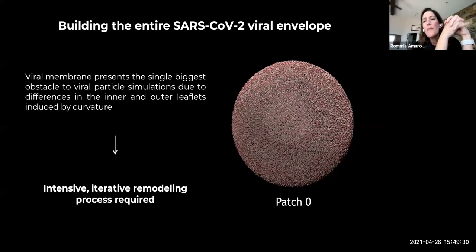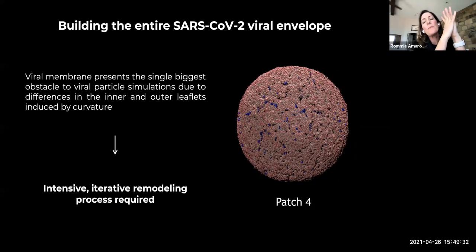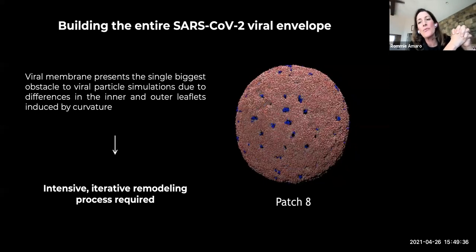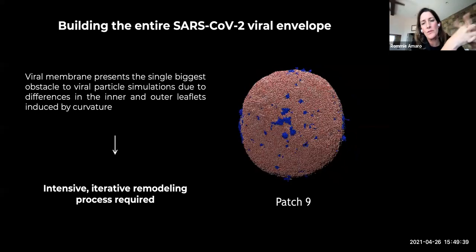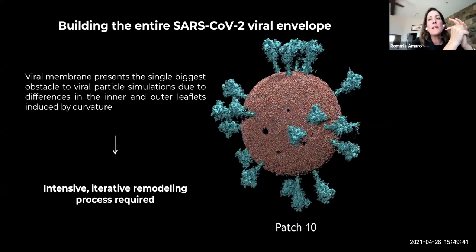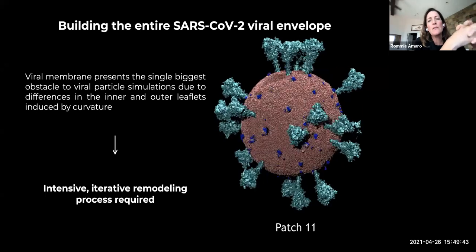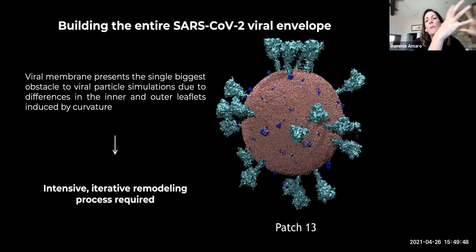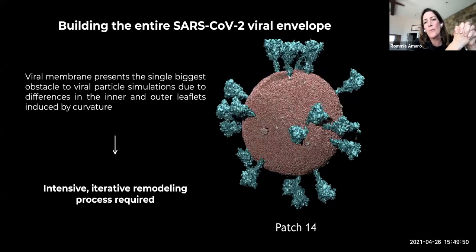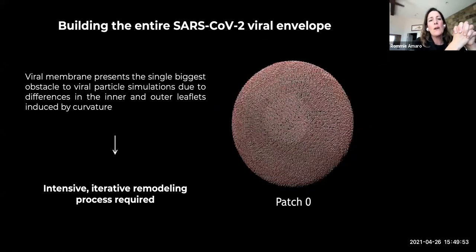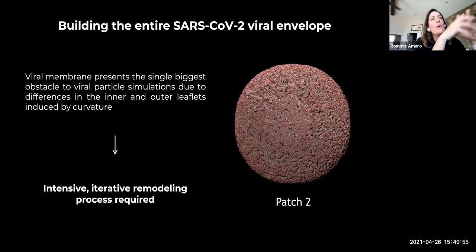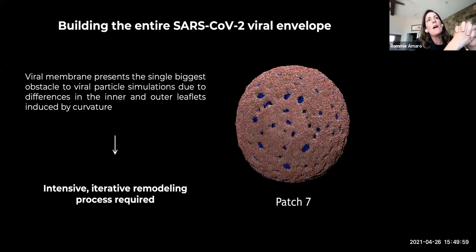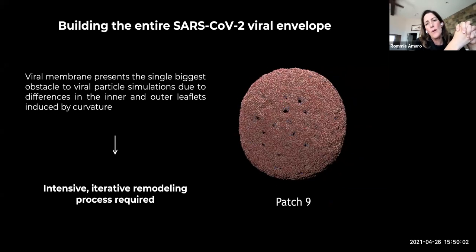Okay, and then part of the vision that we had was to see if we could redo what we had done with the flu, but now with SARS-CoV-2. To simulate these viruses, I think the single biggest obstacle is getting the lipids correct. That viral envelope, the lipid envelope, is a huge challenge, because you have differences in the curvature of the inner and outer leaflets, which causes all sorts of interesting problems.